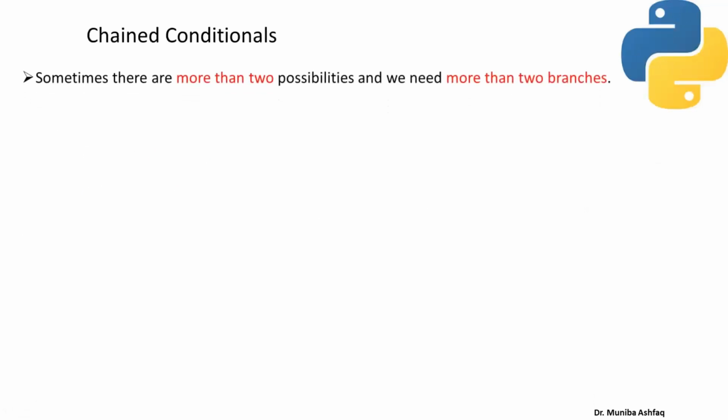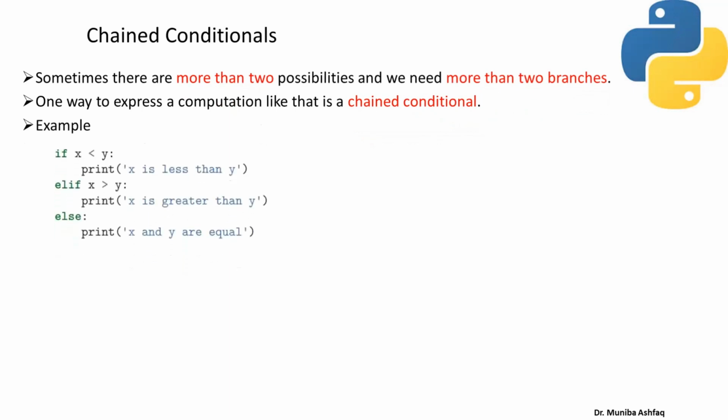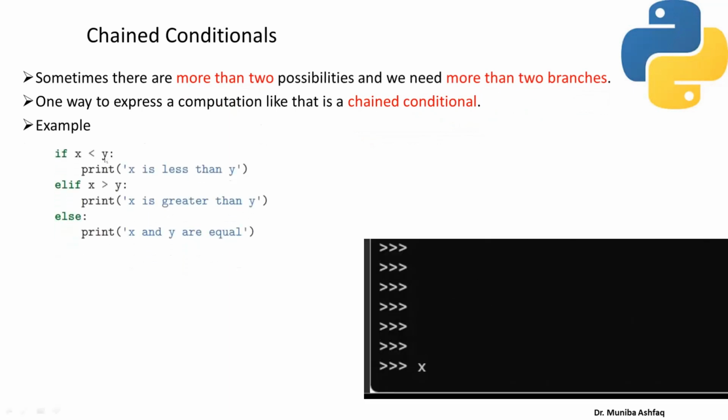Chained conditional. Sometimes there are more than two possibilities, and we need more than two branches. One way to express a computation like that is a chained conditional. This is one example. You can see that previously we first talked about if, then we had an extended version, if else. Now you have if, else if, and then at the end you have the else statement.